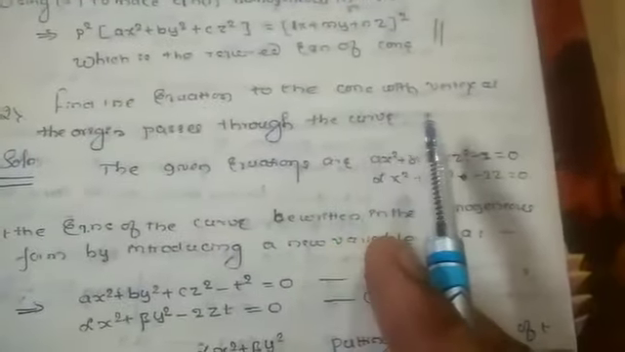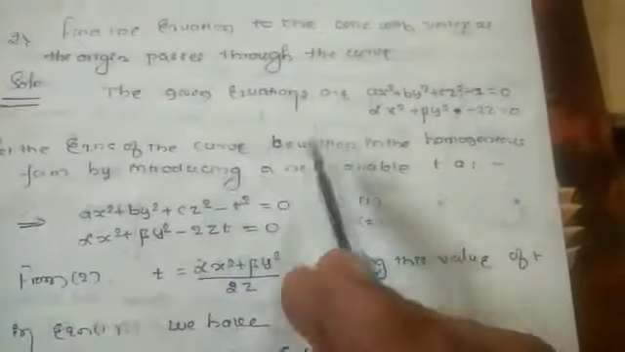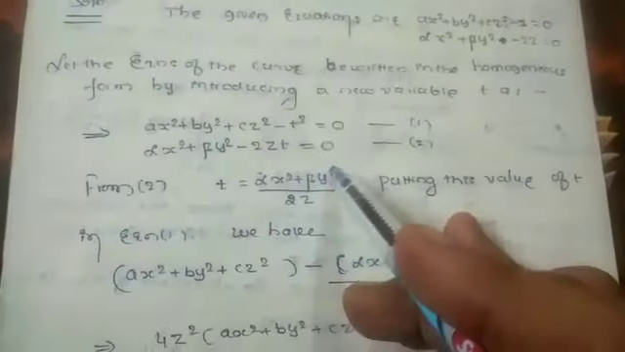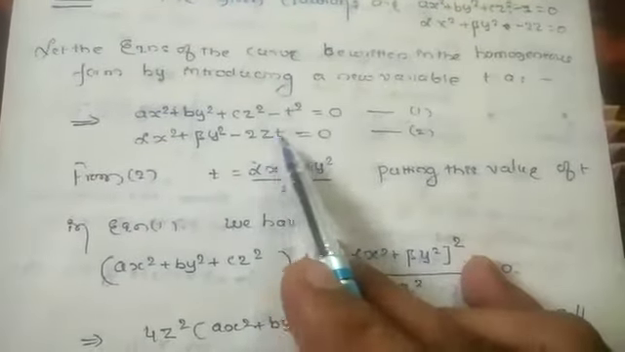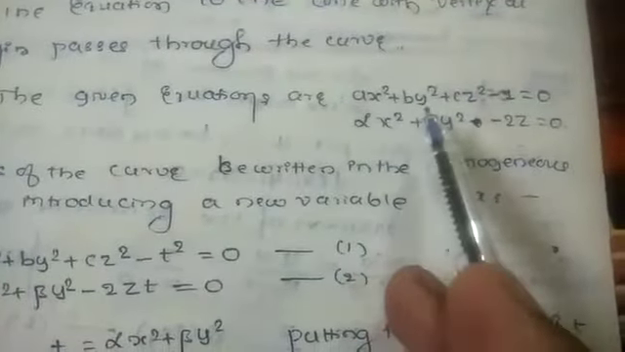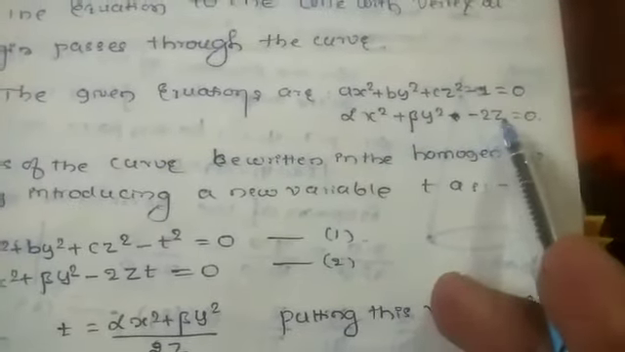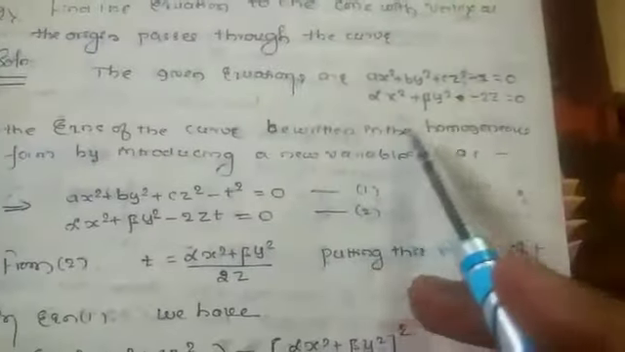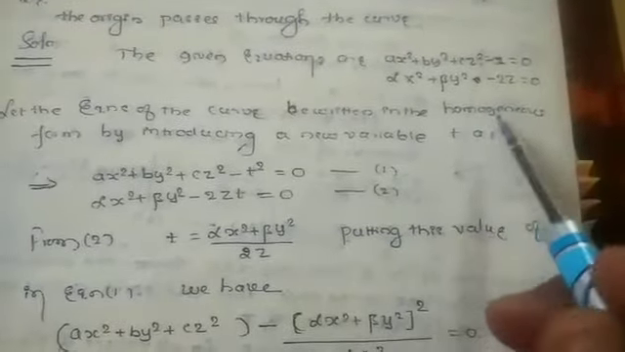Similarly, we consider the second example. Find the equation to the cone with the vertex at the origin which passes through the curve. The curve equations are given, call them equations 1 and 2. From equation 2, we consider z = 2. The given equations are ax² + by² + cz² − 1 and here it is 2z. The equation of the curve can be written in homogeneous form. According to the definition of homogeneous, it should be of the same degree.